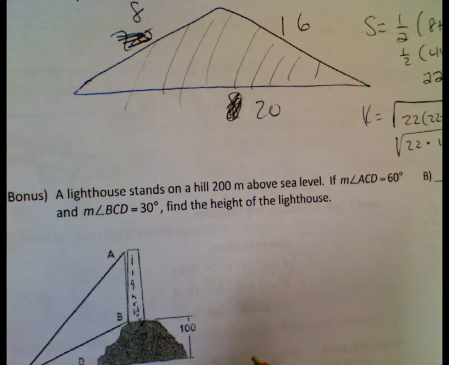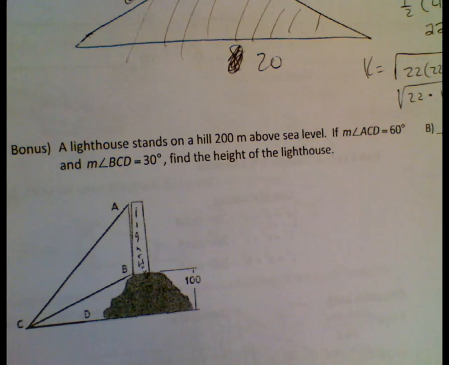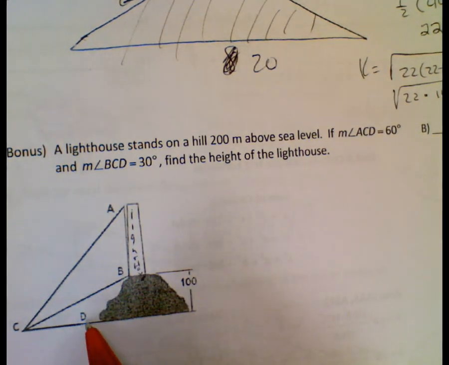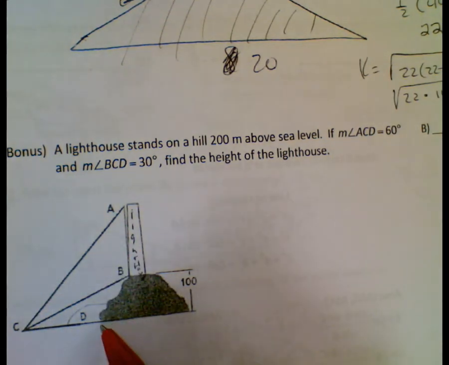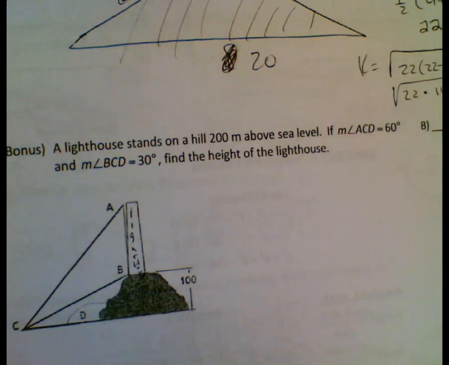So is the hill 200 feet? It's saying this is 100. Let me look at this. If ACD is 60, where's D at? D's in the middle of this triangle. So this is angle D. I'm not sure where D is. This picture is terrible. BCD, I don't know where the D is. The D is just like in the middle of a triangle. Where is it?